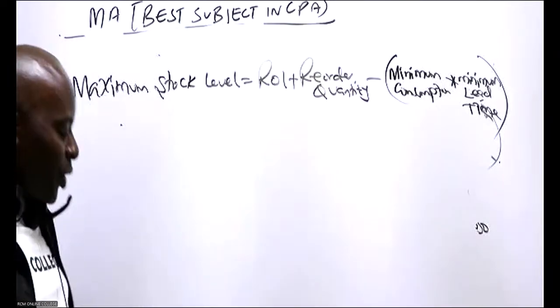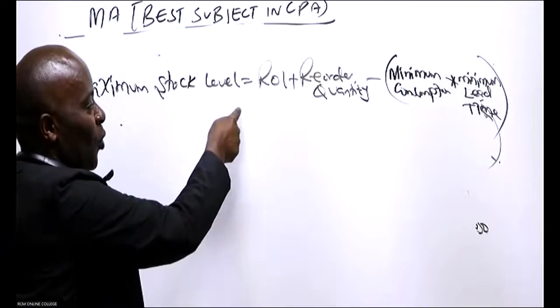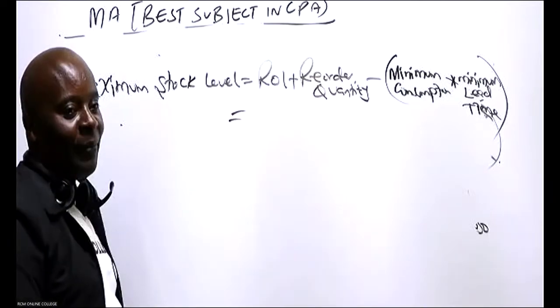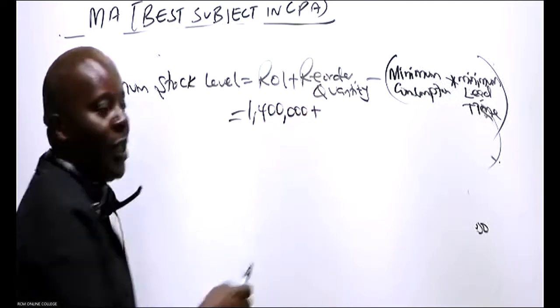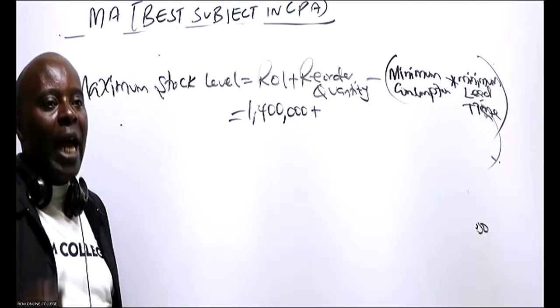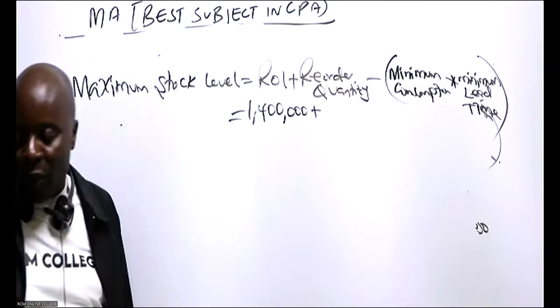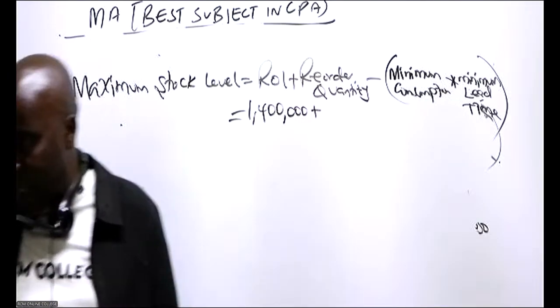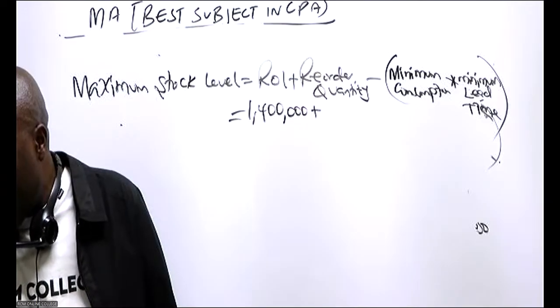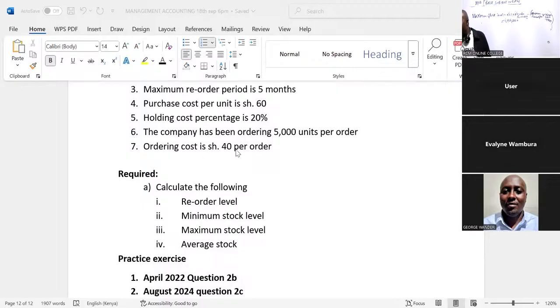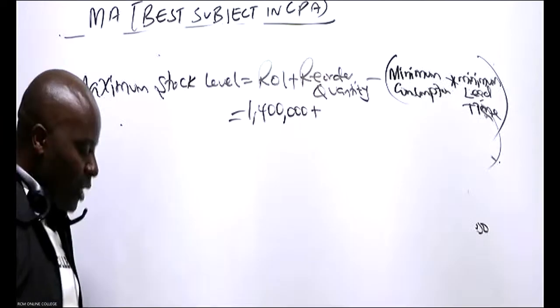So then do you remember our reorder level? What is the reorder level? 1.4 million, isn't it? Are you able to see any quantity which every time we make an order, we always order in the question? Anybody able to see a reorder quantity? They have told us in note number 6 that the company has been ordering 5,000 units. That is the reorder quantity. So in this case here, 5,000.